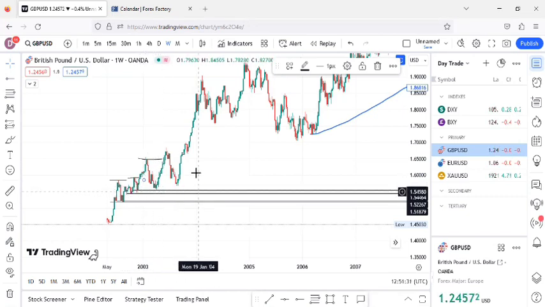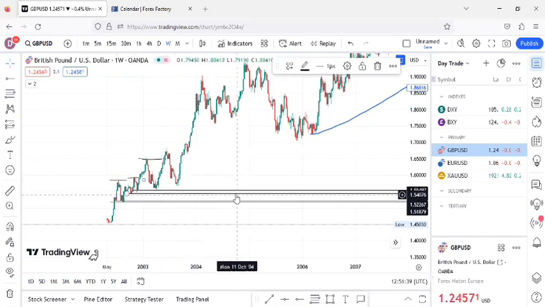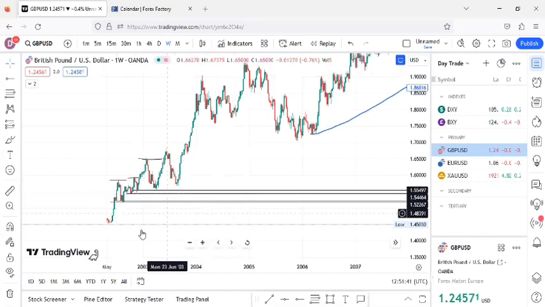I said demand and supply traders. So that is the leg that you need to watch where the price will definitely pull back to. That is the level that you need to watch.